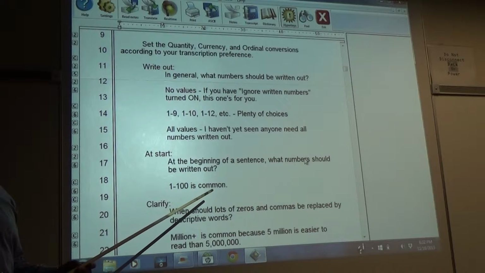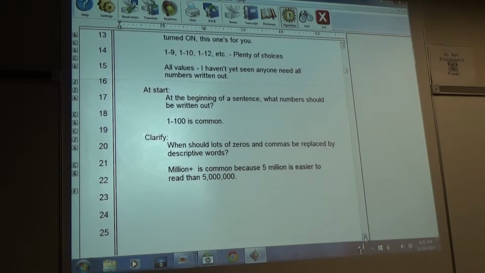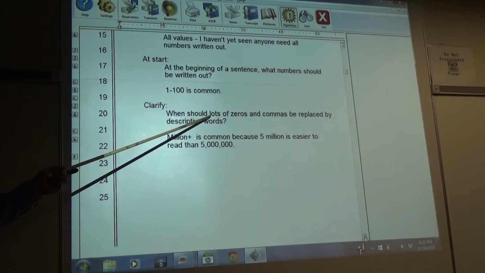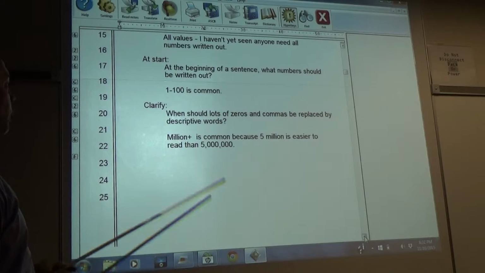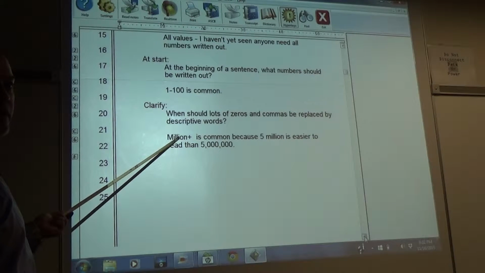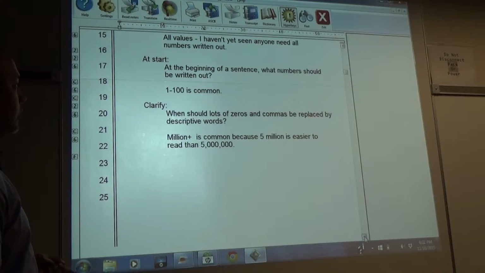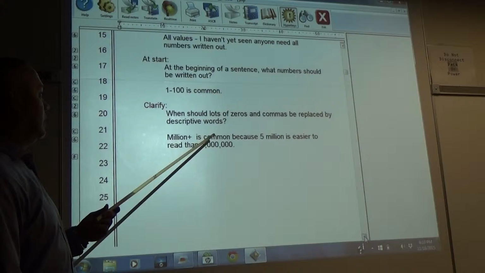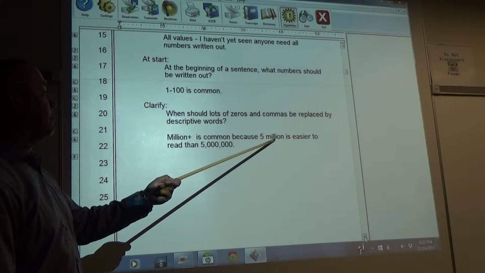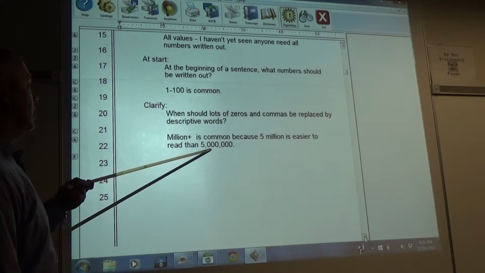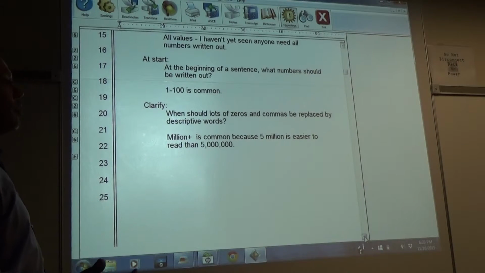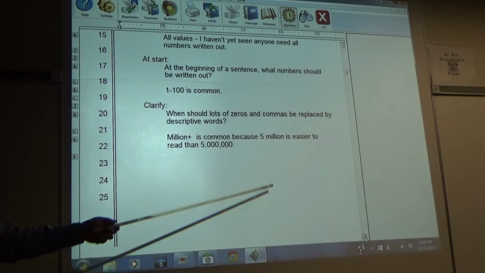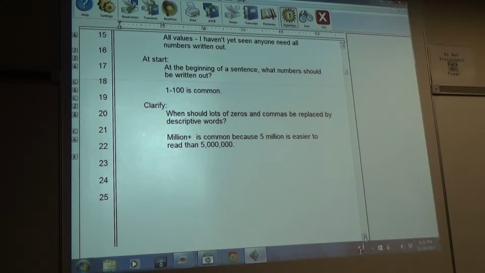Written out at the beginning of a sentence. Okay? Talking about the same thing here. When should lots of zeros and commas be replaced by descriptive words? Anything after million. Okay? Because you don't want to use, look how much better that looks. How many people were there? Probably 5 million. Or, you want to write that? It just doesn't look as good. Okay? This looks a lot better, a lot easier to read, doesn't change the meaning.